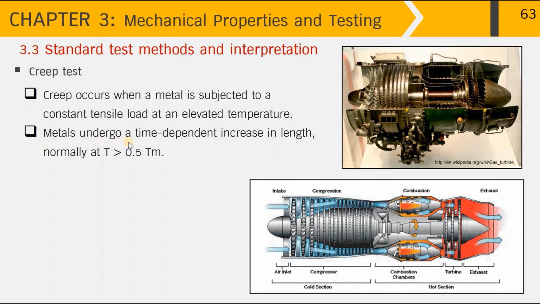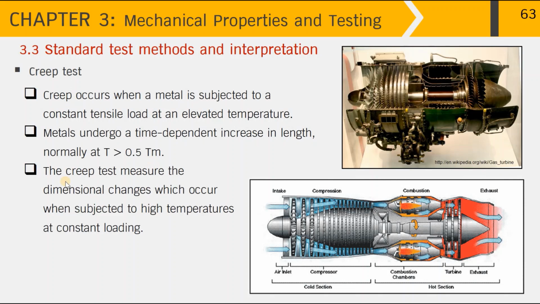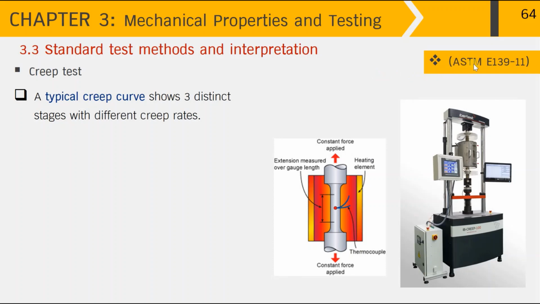Because metals undergo a time-dependent increase in length, normally at a temperature higher than half of the melting point. And this is important, as we have to evaluate the mechanical performance of the metals for this application. So the creep test measures the dimensional changes which occur when subject to high temperatures at constant loading. To do the test, we can follow ASTM E139. You can find it online as well.